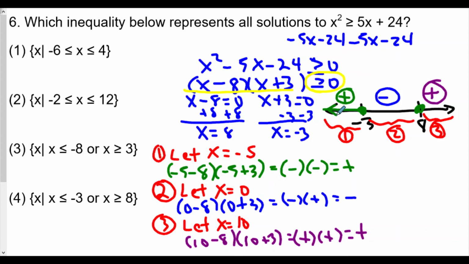Also, we see a positive result. I'll use purple for this one. When x is greater than 8. So we see here in our graph, we have x is less than or equal to -3, or x is greater than or equal to 8. And we see that's going to be true for choice 4.